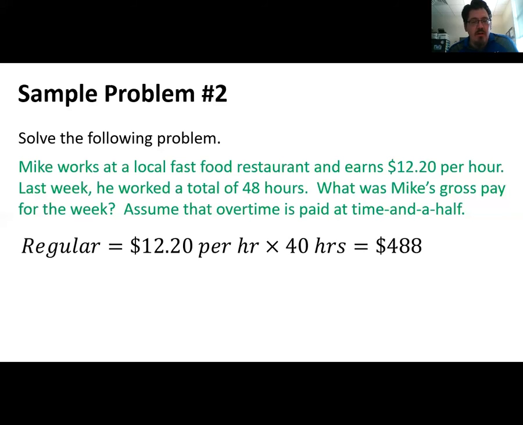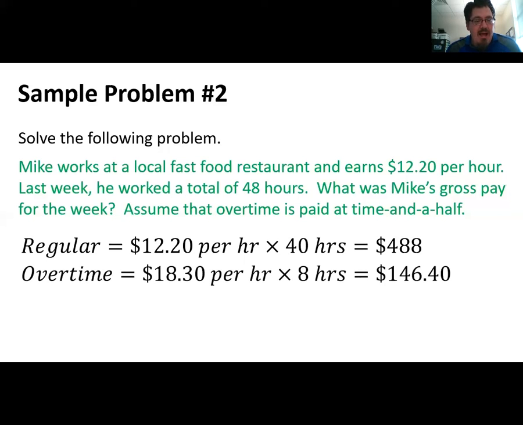First thing we're going to do is focus on the regular hours. That's the 40 hours that Mike worked. Again, we just take the normal hourly wage, the $12.20 per hour times 40 hours, and that gets us an answer of $488. Now we have to calculate the overtime portion. Again, he gets paid time and a half. So notice that the hourly wage is now $18.30. We got $18.30 by doing half of $12.20, which is $6.10. We add the $6.10 to the $12.20 to get the $18.30.